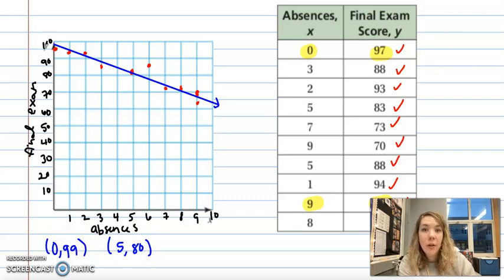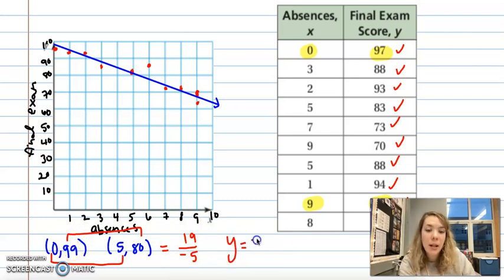And then to find my slope, I'm going to subtract. 99 minus 80 is 19, and 0 minus 5 is negative 5. This slope wouldn't simplify, so here's my slope. And then my intercept is 99. So my equation would be y equals negative 19/5 x plus 99. And that would be my line of good fit that I estimated.